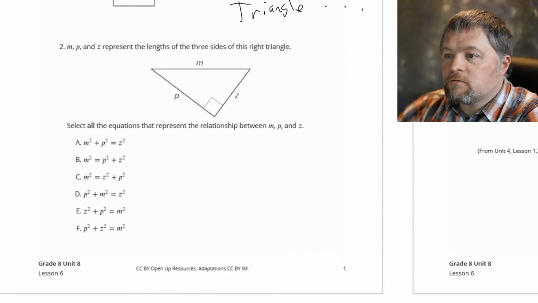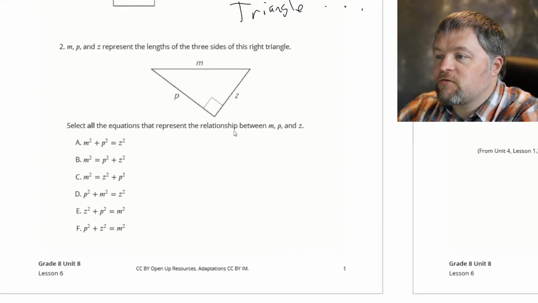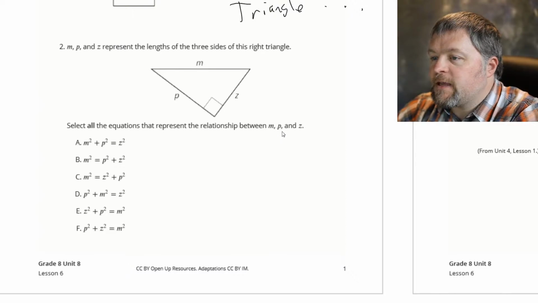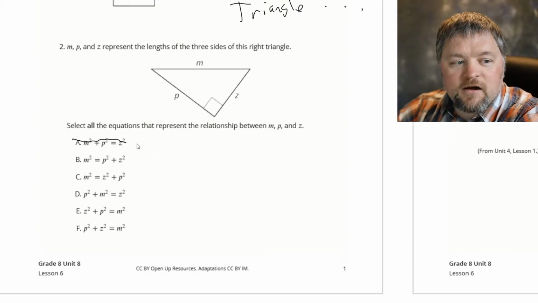Question number 2. M, P, and Z represent the lengths of the 3 sides of this right triangle. Select all the equations that represent the relationship between M, P, and Z. A, M squared plus P squared equals Z squared. That is not the sum of the squares of the two legs, the two shorter sides, equaling the square of the hypotenuse. That does not work.